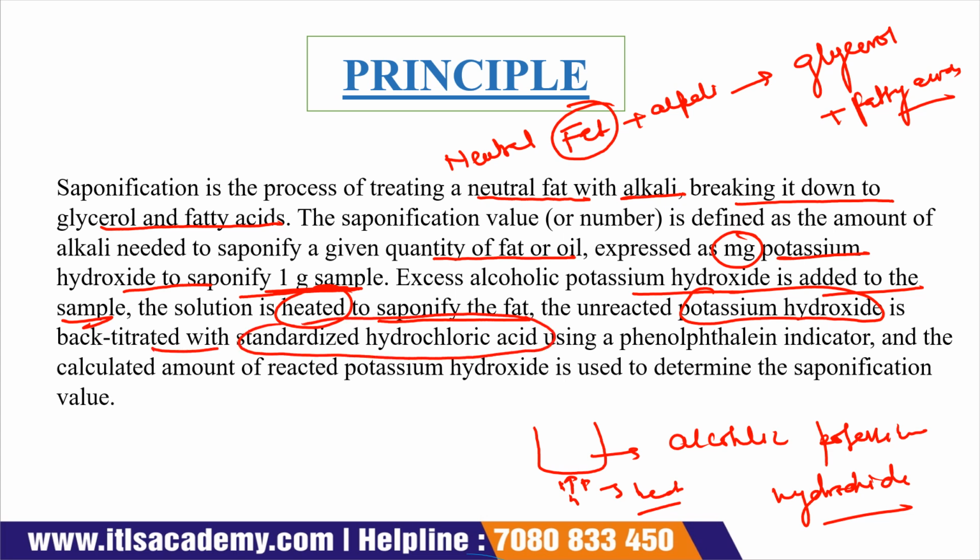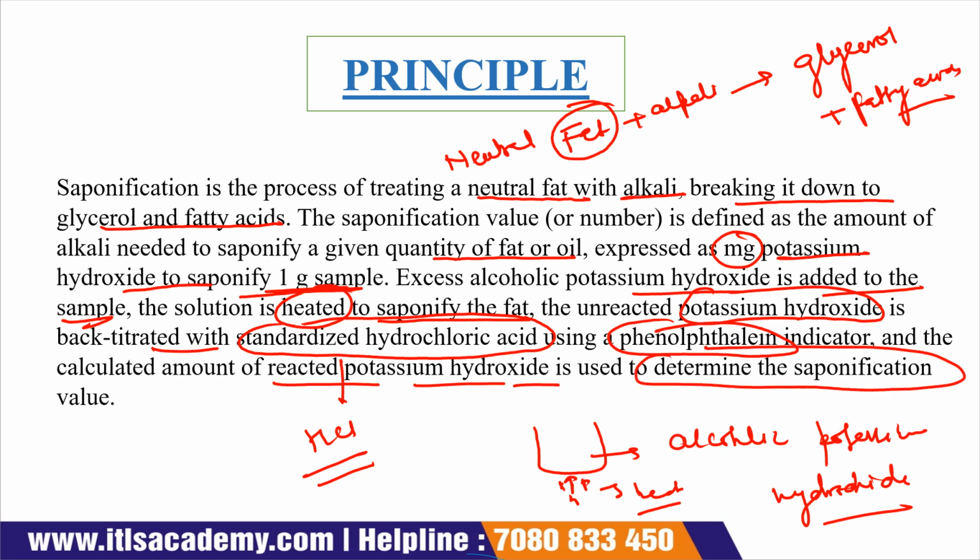acid. Here we titrate with the HCl, and the indicator that we use during this process is a phenolphthalein indicator, and we calculate the amount of reacted potassium hydroxide which is used to determine the saponification value. So this is the principle of the determination of the saponification value in a food sample, that is your fat or oil.